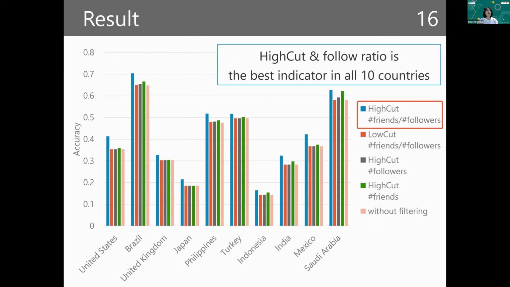Here, the experimental results are shown. First, we compare the filtered result and the result without filtering. The filter with the number of friends showed improvement in 8 countries, the green one. And the high-cut filter with the number of followers worked in some countries. The high-cut filter with the follow ratio worked in all 10 countries. So the follow ratio is the strongest indicator of the location homophily.